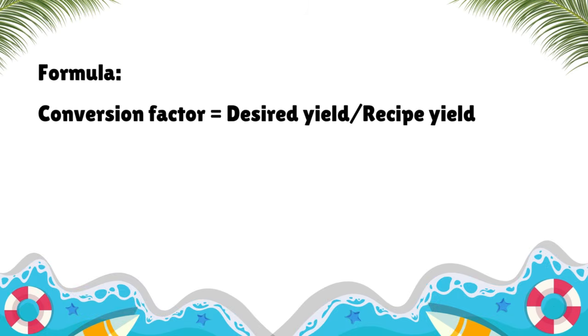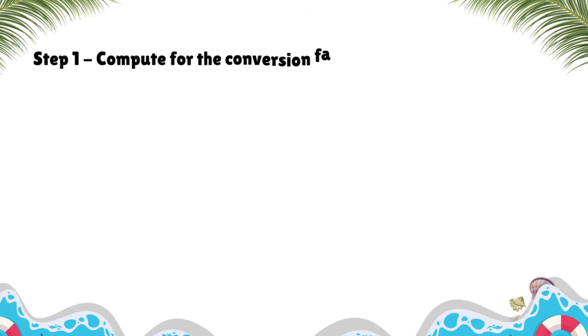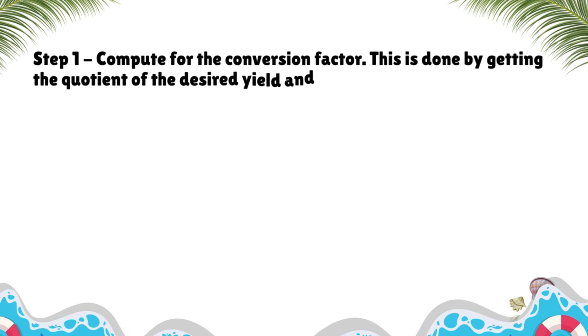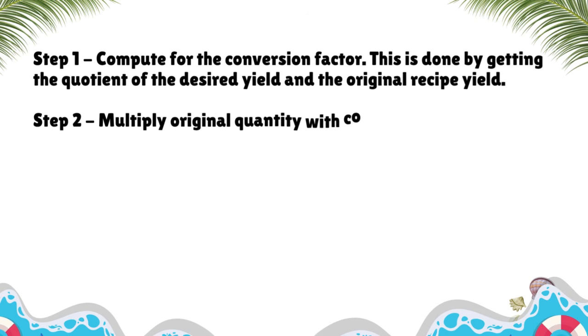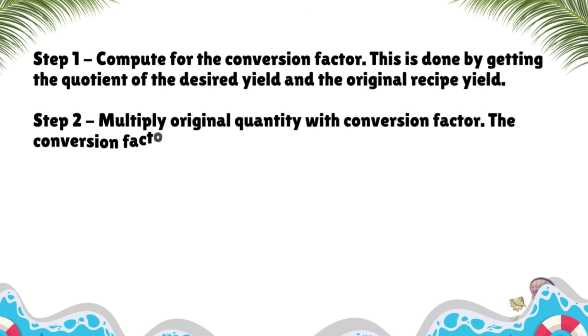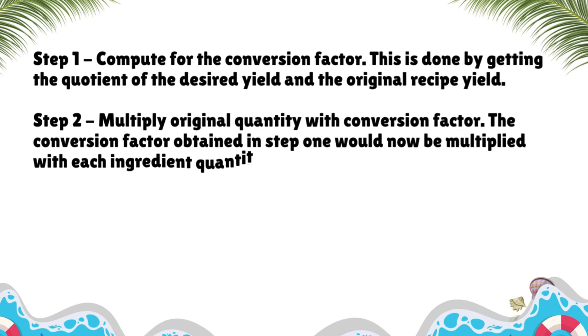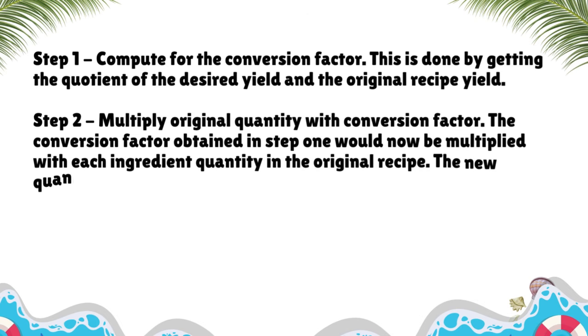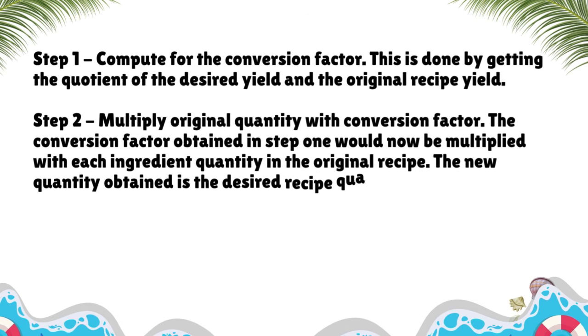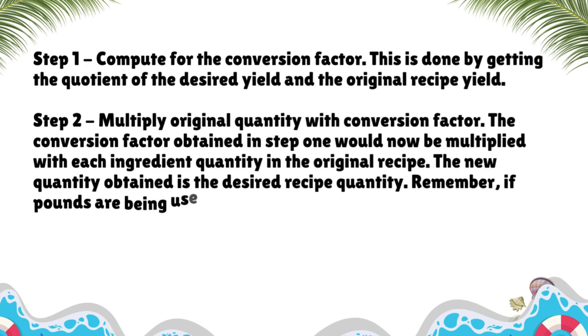Formula. Conversion factor equals desired yield / recipe yield. Step 1. Compute for the conversion factor. This is done by getting the quotient of the desired yield and the original recipe yield. Step 2. Multiply the original quantity with the conversion factor. The conversion factor obtained in step 1 would now be multiplied with each ingredient quantity in the original recipe. The new quantity obtained is the desired recipe quantity.